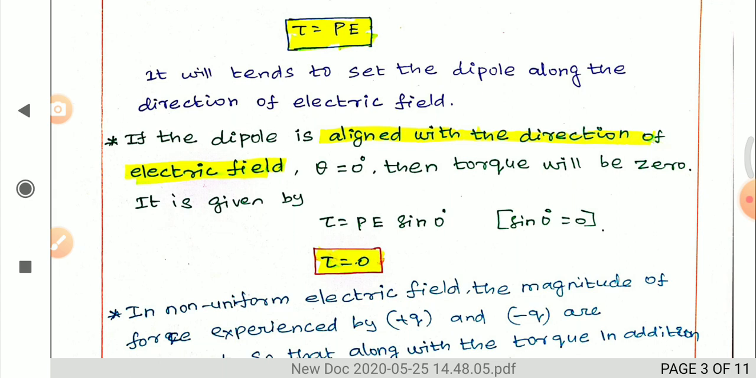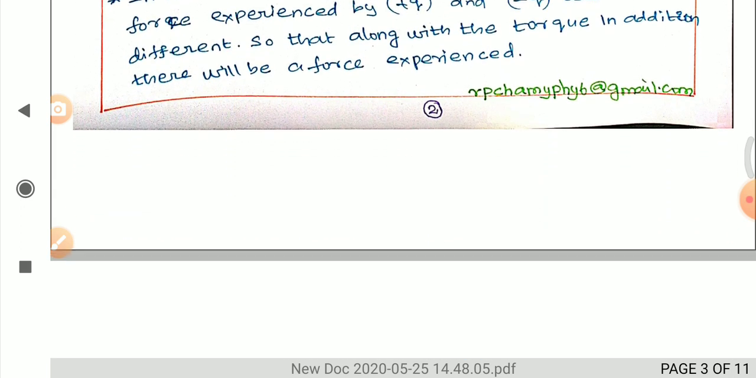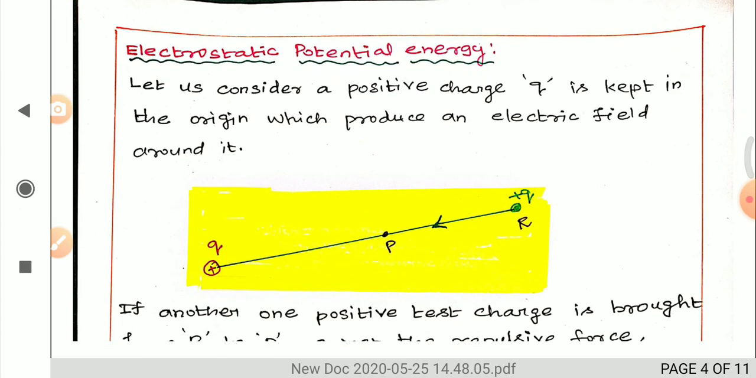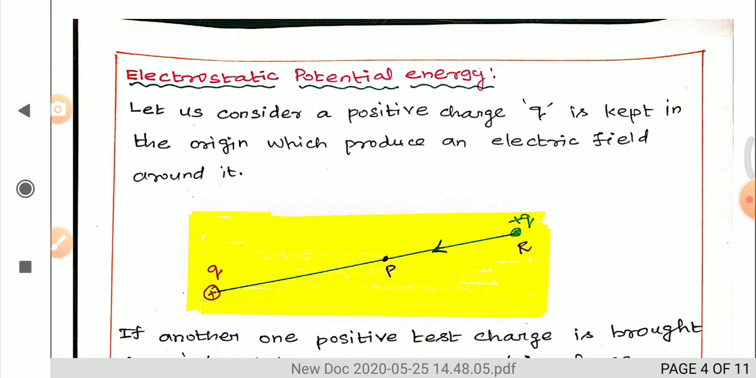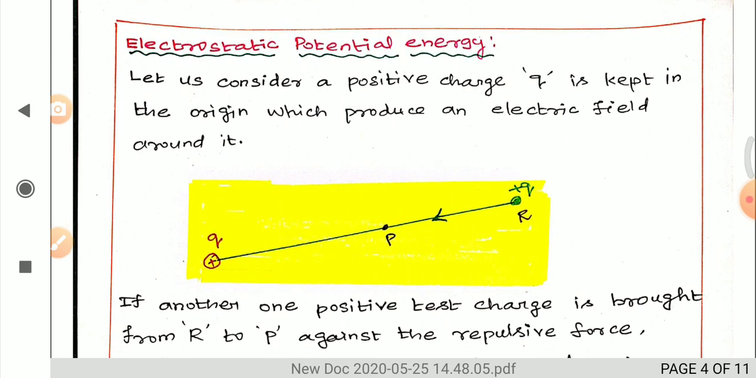Next we can discuss electrostatic potential energy. How it is produced, we can discuss in the next topic.